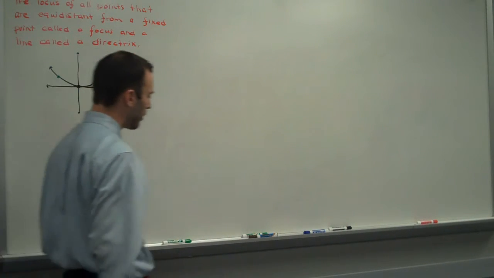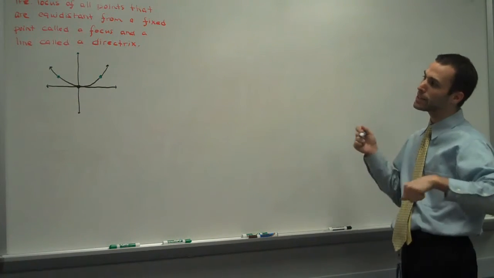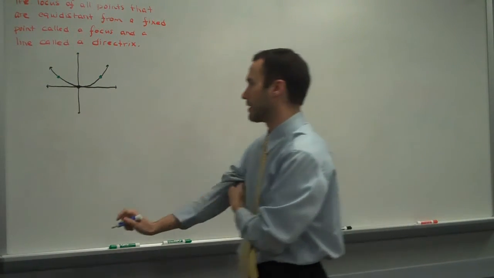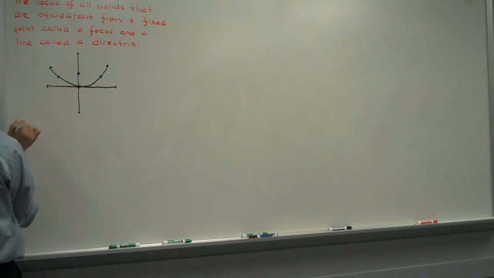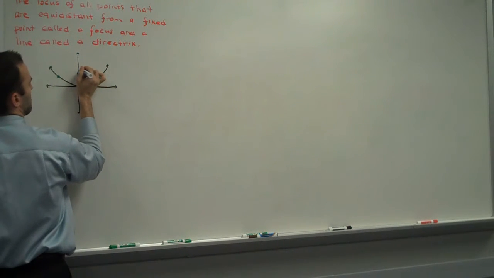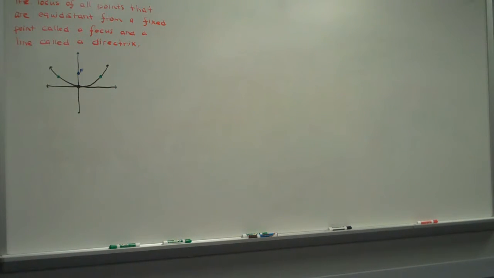It is the set of all points that is equidistant, equal in distance, from a fixed point called a focus. So I'm going to put my focus on the y-axis. And we're going to label this, shockingly, F. That's the focal point. If you draw it perfectly, it'll work.